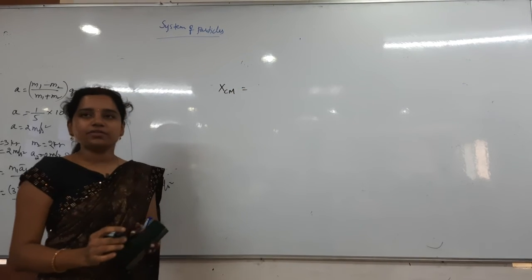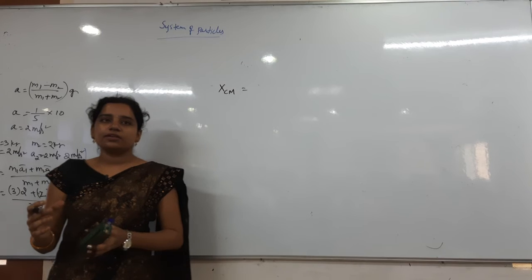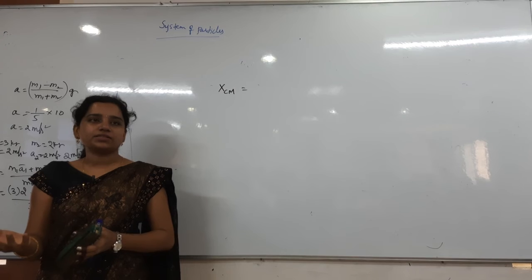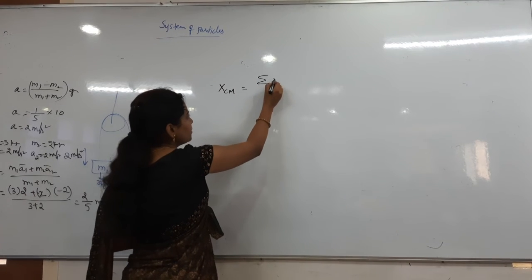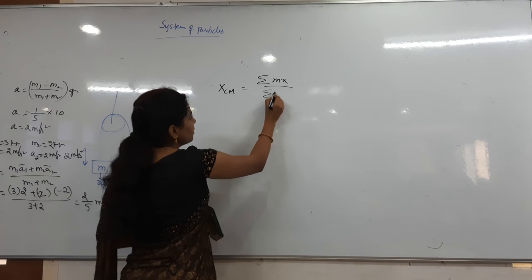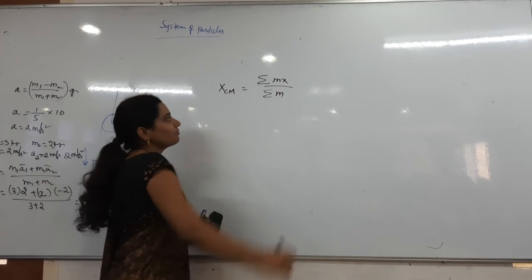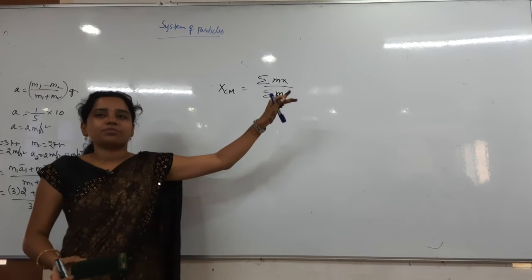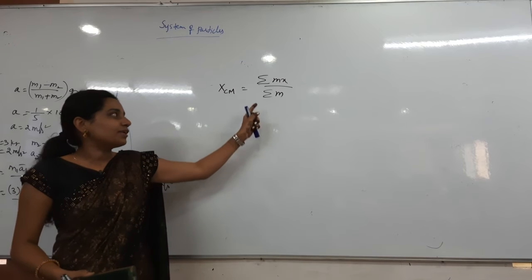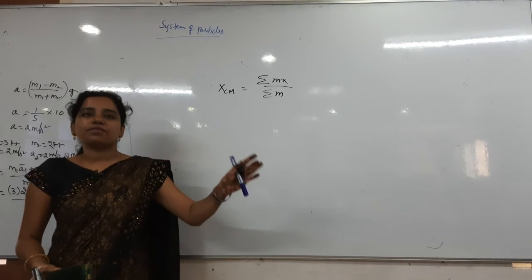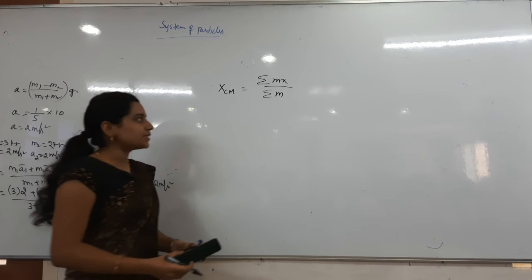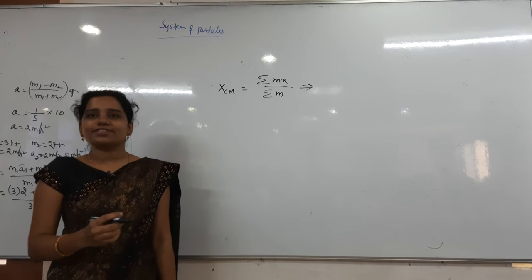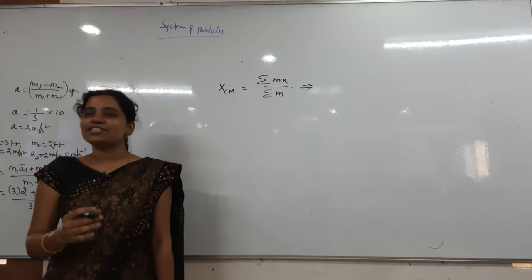The center of mass formula, the generalized formula, what can we say? The product of mass and distance divided by the sum of the masses. So I can write it as summation of m x by summation of m. Is that correct? So summation of m into x, that is m1 x1 plus m2 x2 plus m3 x3 like that, divided by summation of m, the total mass, m1 plus m2 plus m3. So what is the summation? We can take it as integration also.